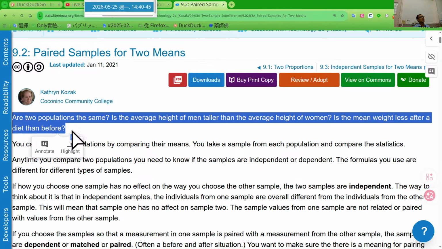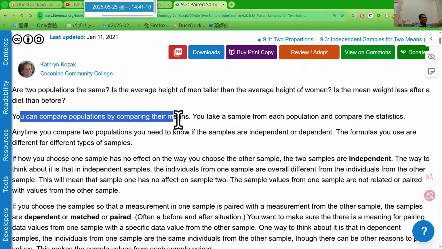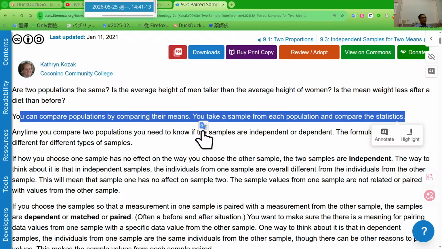And maybe just think of a new drug: can we say it is very effective to treat heart and vascular disease? And we can say a newly discovered compound or drug, can it treat cancer? We don't know that, but we can run those kinds of tests. You can compare populations by comparing their means. You take a sample from each population and compare the statistics.